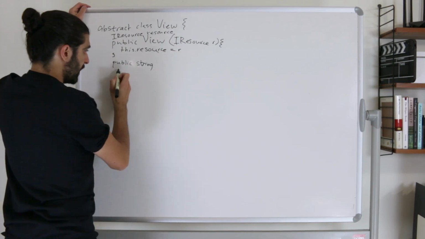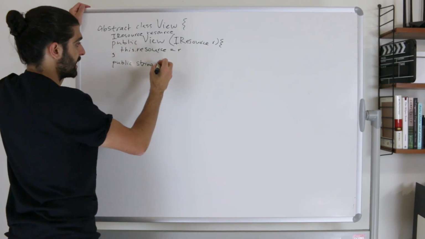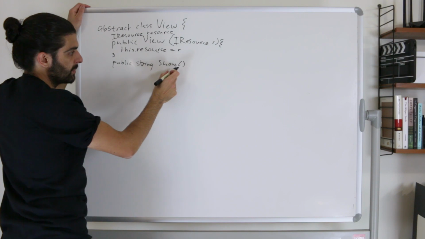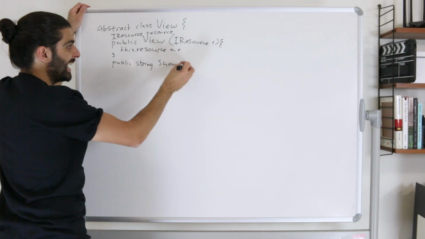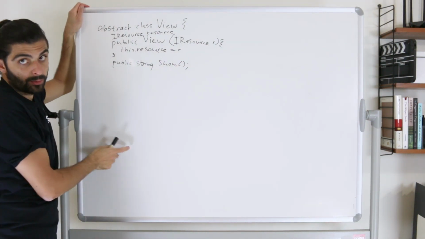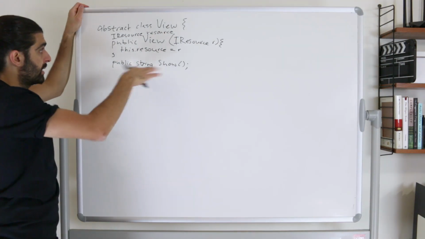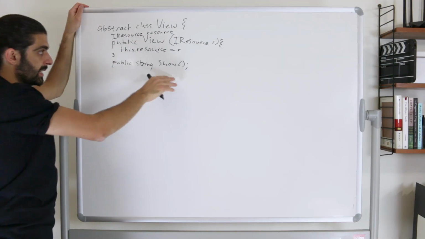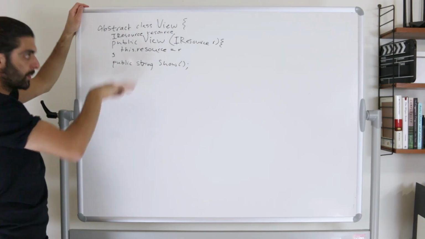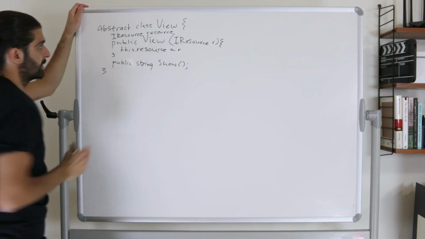Bear with me. So public string, the name of the method is show, and it takes no arguments because it already has all the stuff it needs, and we have no implementation because we need to override it in the subclass. Now, maybe you need some other syntax here in order to define that it's a method that needs to be overridden, but whatever, pseudocode. That's it for the abstract class.